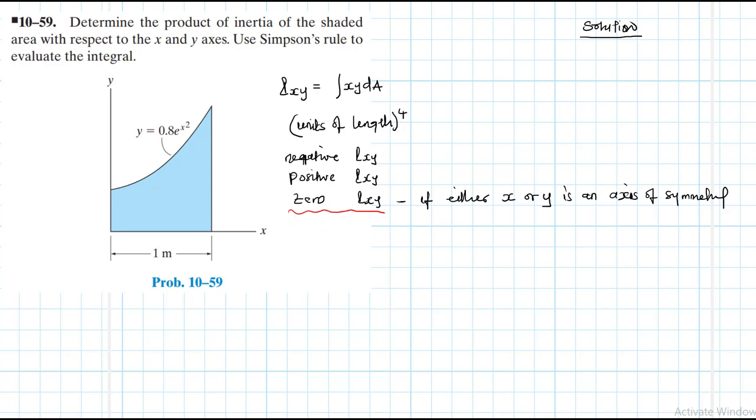Okay, and the reason why you have negative or positive mainly depends on the location and the orientation of the coordinate axis. All right. So this is a brief summary about the product of inertia of an area. You can read more about its other uses.